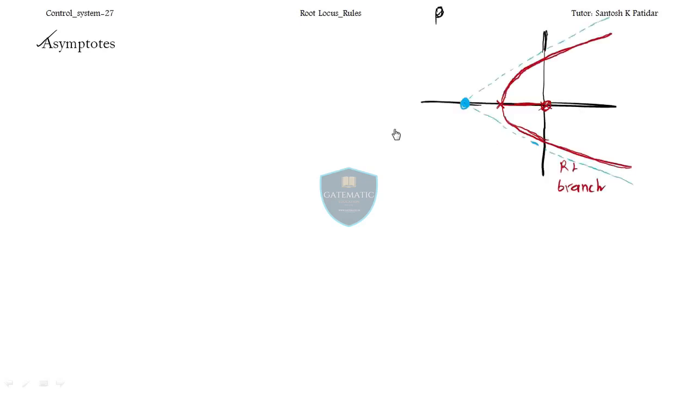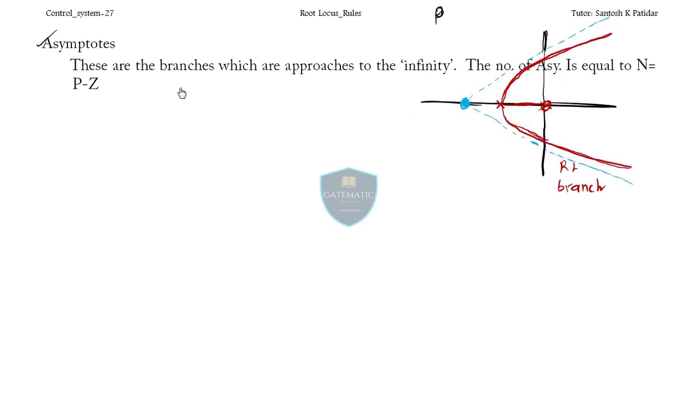Today we'll see the asymptotes. What are the asymptotes? See friends, suppose, let me draw the diagram over here. In this graph, this is the RL diagram, the root locus diagram for a particular system. The root locus branches like this are going to infinity. These branches are going along with these 2 lines, and these lines are nothing but the asymptotes. So what is the definition of these lines? These are the branches which approach infinity, heading towards infinity.